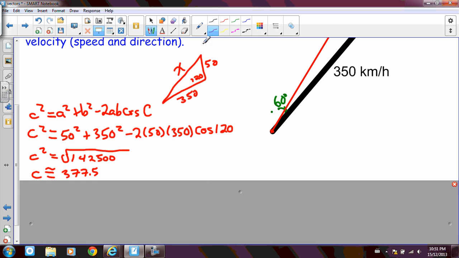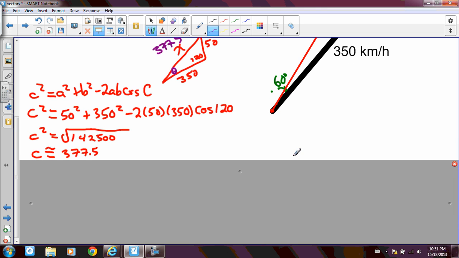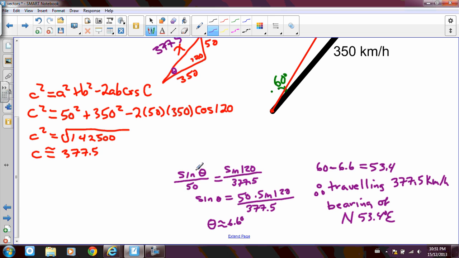What we're also interested in is the direction. And so when I look at this triangle, I can find the missing angle based on the fact that I now know this is 377.5. I now have a simple, straightforward sine law type situation. Sine of theta over the 50 is equal to sine of 120 over the 377.5. Rearrange and we find that the angle in there, the theta value, is 6.6.